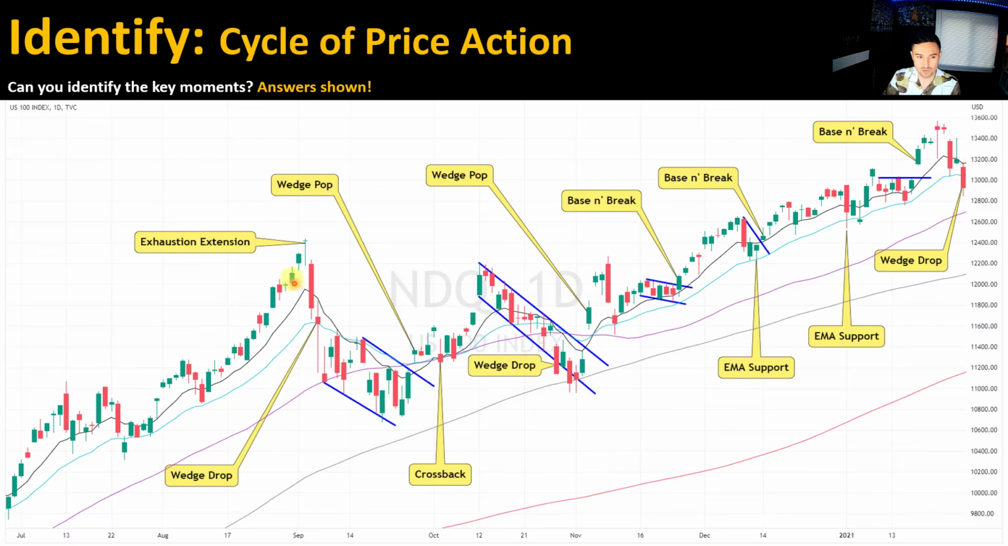Then we have the wedge drop. We pull back down here. We build this descending channel. We have the wedge pop. We then have an EMA crossback. We then go up, we kind of fail. Then here we pull back down. There's a wedge drop here. Descending channel with another wedge pop.